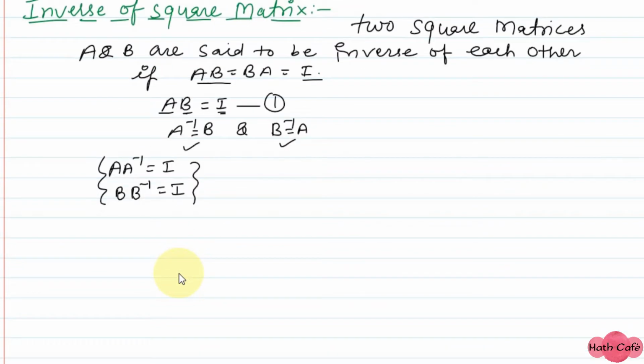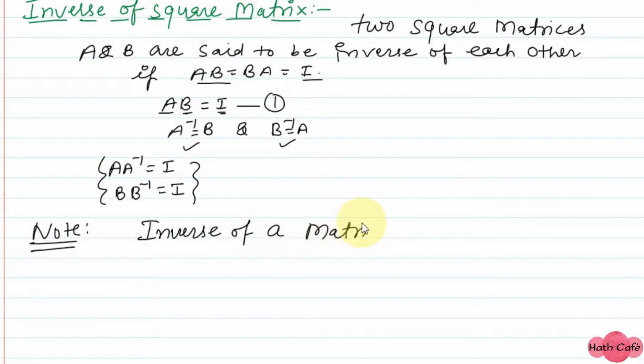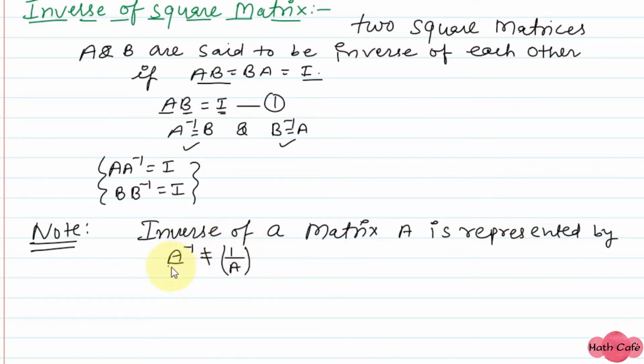So we know that here A inverse is inverse of a matrix. So let's take a note here. Inverse of a matrix A is represented by A inverse. All right, and as we know that A inverse is not equal to 1 upon A, because this is not a number, this is a matrix. So A inverse cannot be written as 1 upon A.